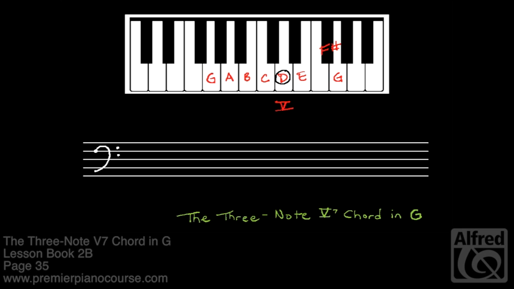Here is the 5 chord on the bass staff. D is on the bottom. Then there is F sharp and A.